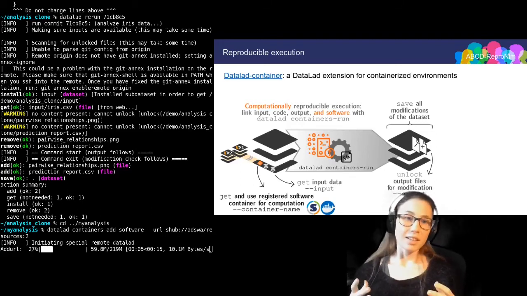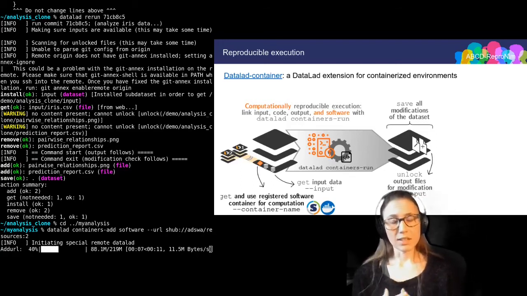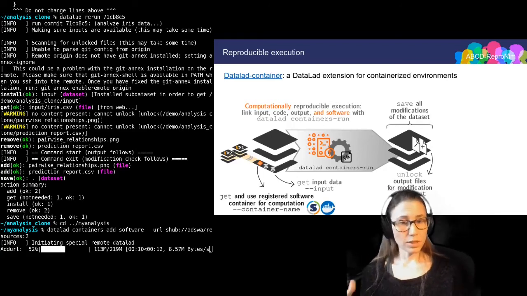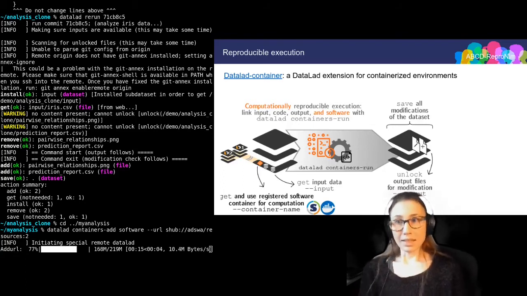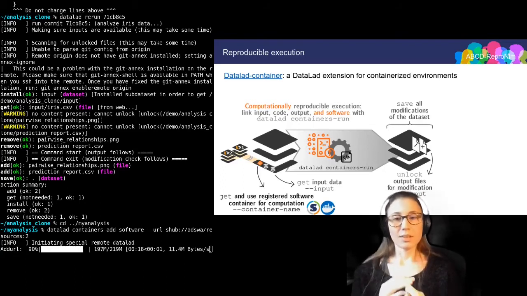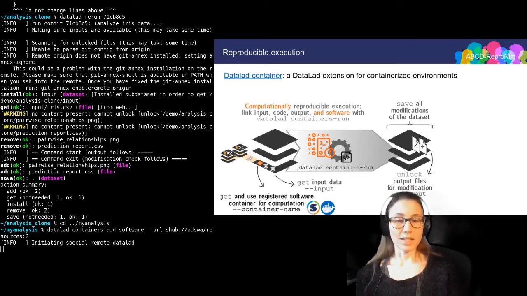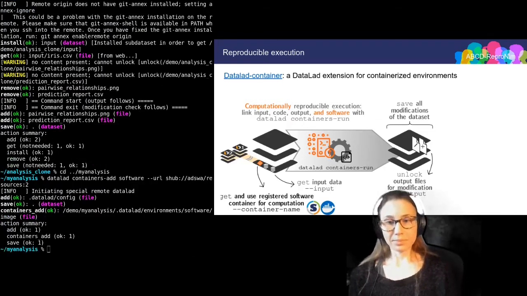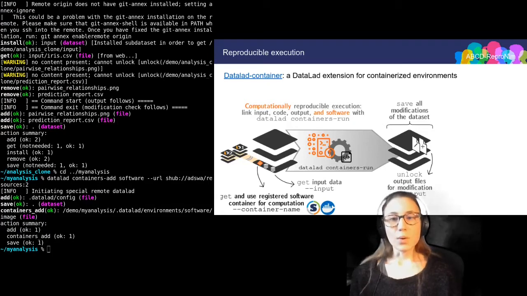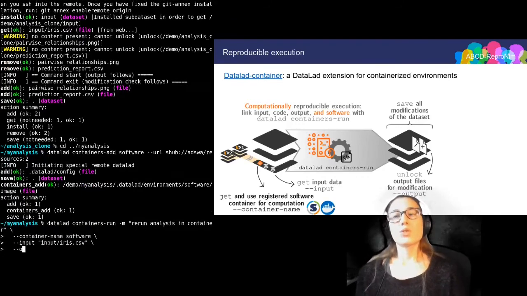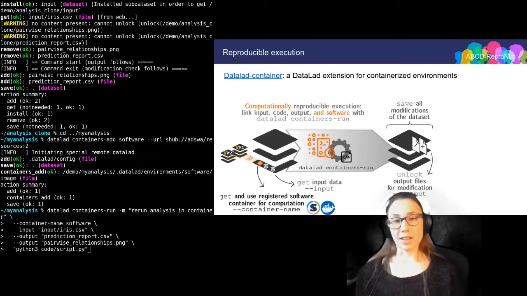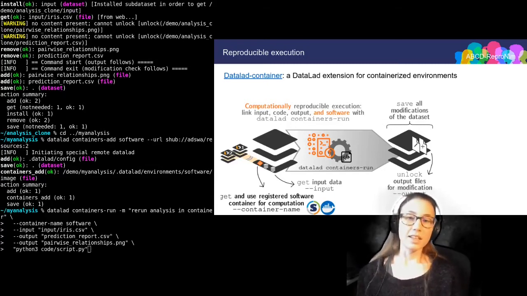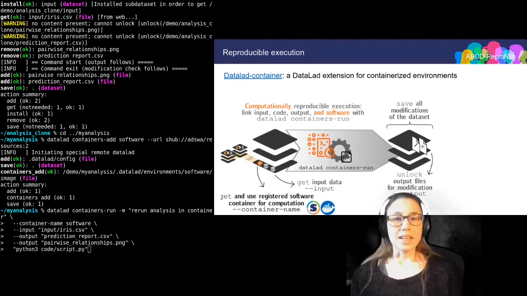I can not only share this software container together with my dataset to include software as provenance and as a part of my data analysis, but I can also include information on the software container into a run command. And I'm doing this with the DataLad containers run command, which works pretty similar to DataLad run. It's just that I'm also attaching information on which container image to use. In this case, I'm identifying it with the name software that I have given it.